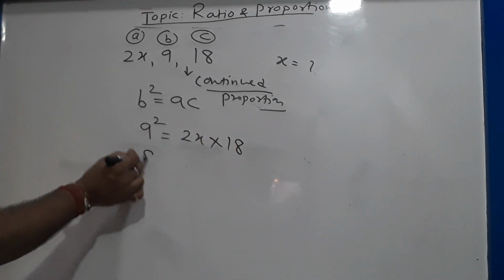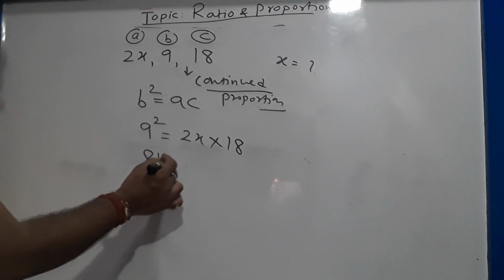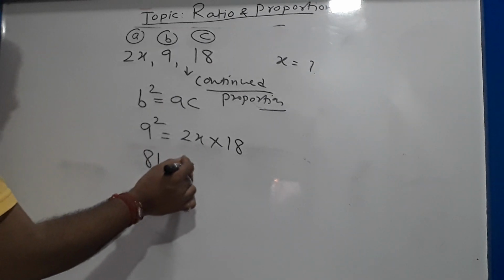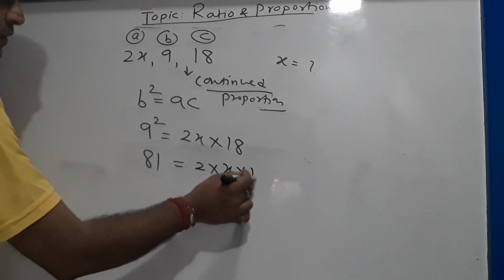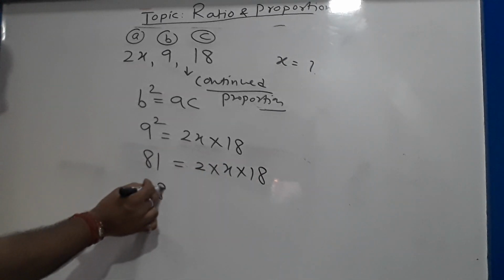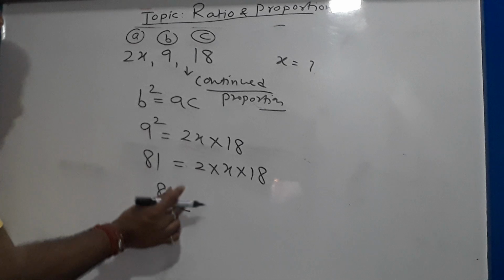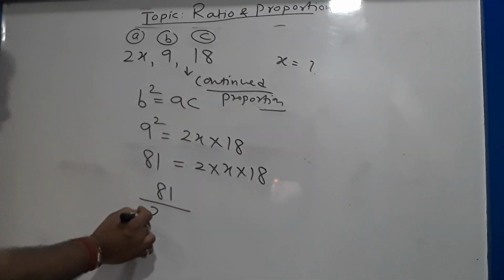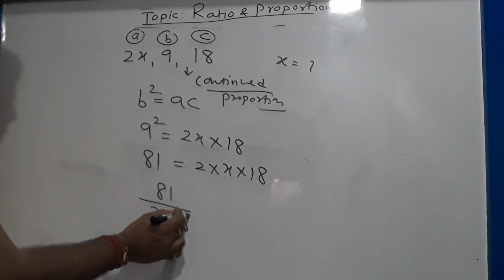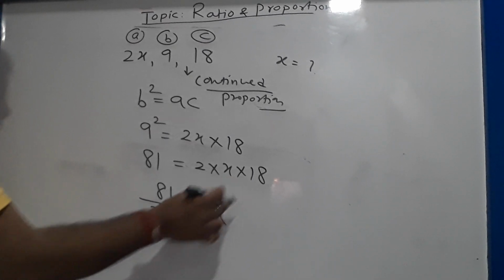9 square is 81, equal to 2 into x into 18. So 81 upon 2 and 18. They are in the numerator on the other side, so they will come in the denominator. 2 into 18, no need to multiply.